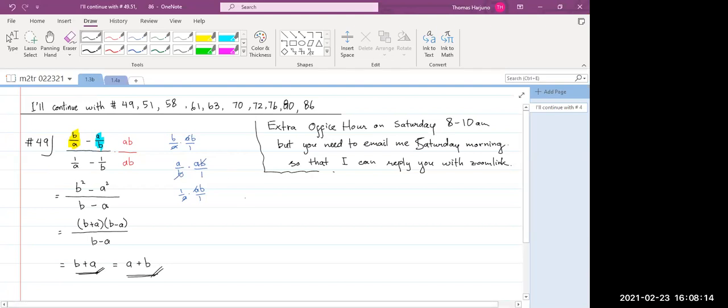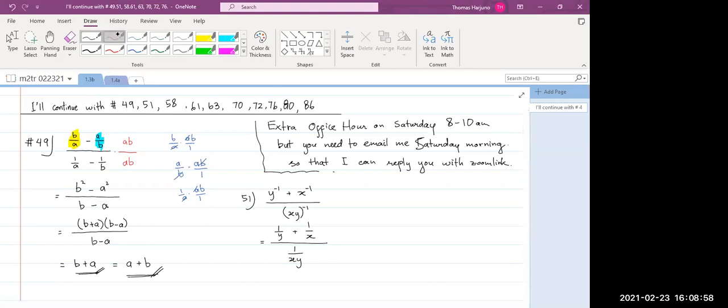Now, number 51 is actually a very similar question to number 49, with extra emphasis on how to deal with negative exponents. y to the negative 1 plus x to the negative 1, divided by xy to the power of negative 1. What I will do first is rewrite this expression into complex fractions. y to the negative 1 is 1 over y. x to the negative 1 is 1 over x. And then the denominator is 1 over xy.